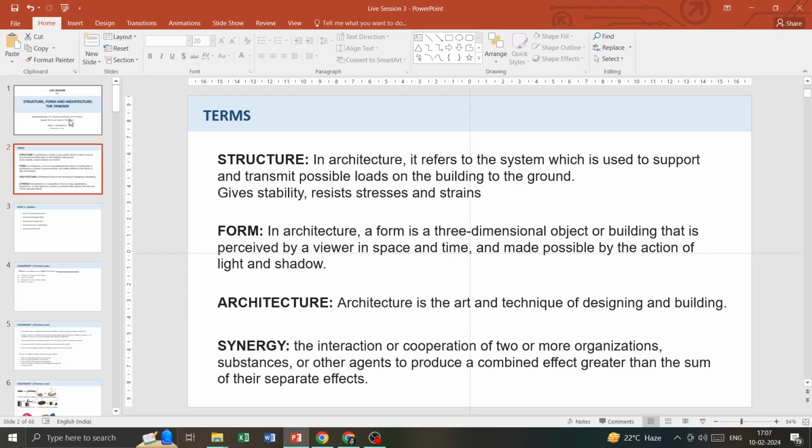Synergy means the interaction or cooperation of 2 or more organizations, substances or other agents to produce a combined effect greater than the sum of their separate effects. So the course Structure, Form and Architecture, the Synergy basically means that in this whole course it has been taught the importance of the amalgamation of structure, form and architecture together.